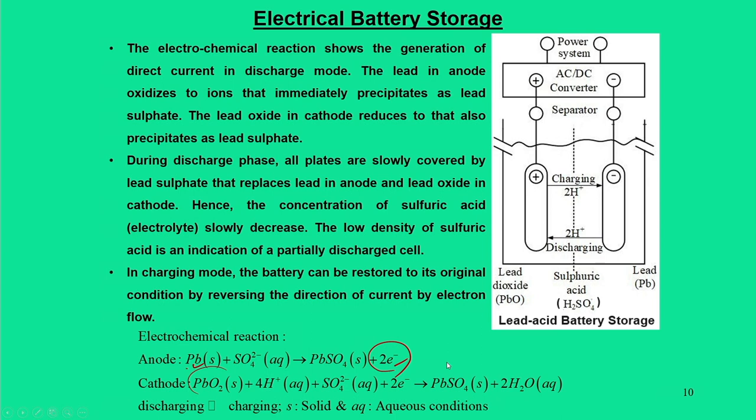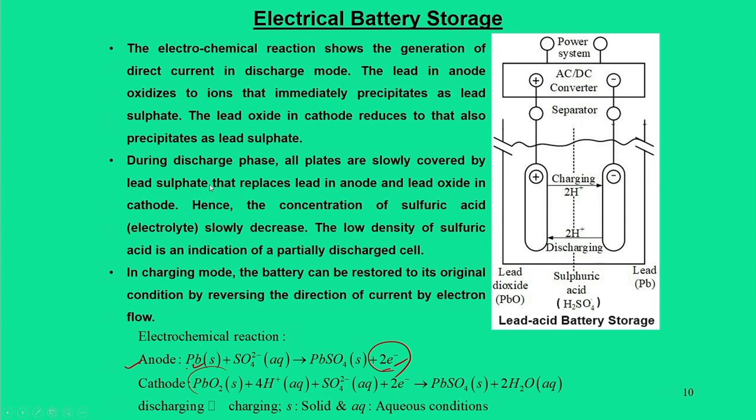So, through this process, what do we get? We get some free electrons in the anode, and that is the driving force for the current flow in the circuit. During the discharge phase, both the lead anode and cathode sections are slowly covered with lead sulfate, which replaces lead in the anode and lead oxide in the cathode.